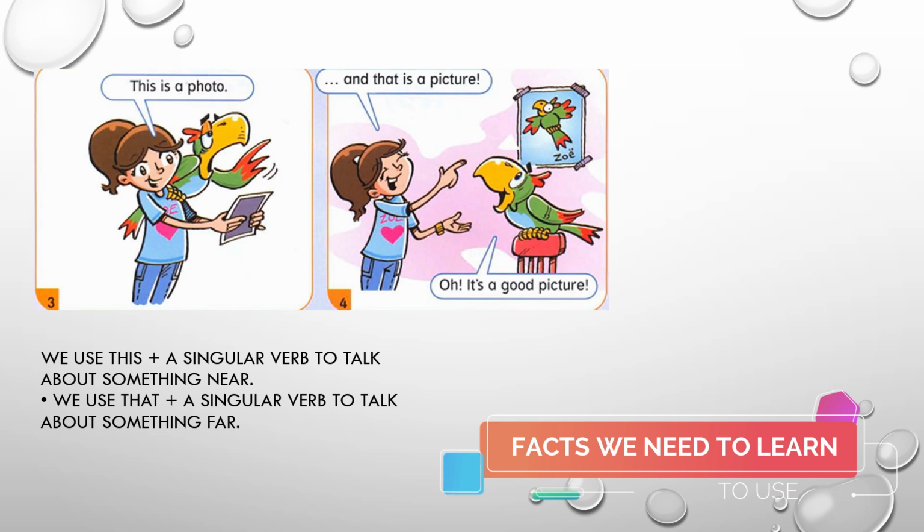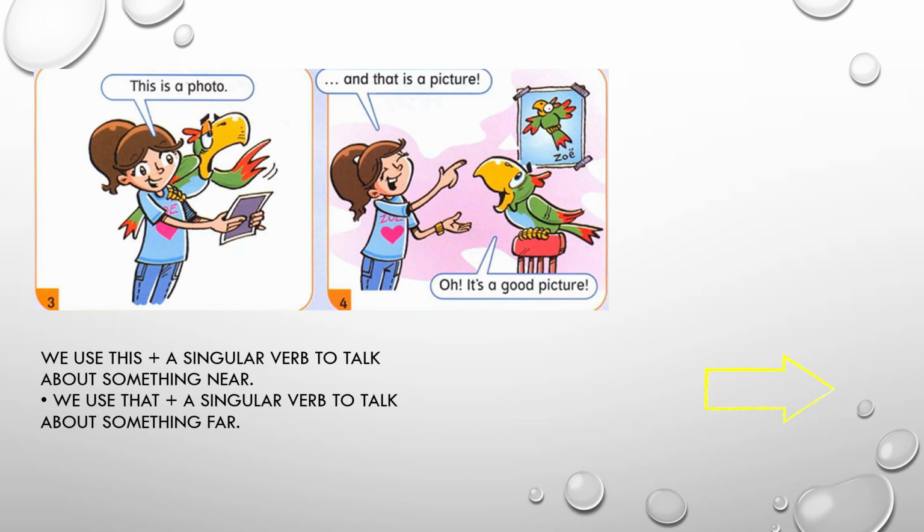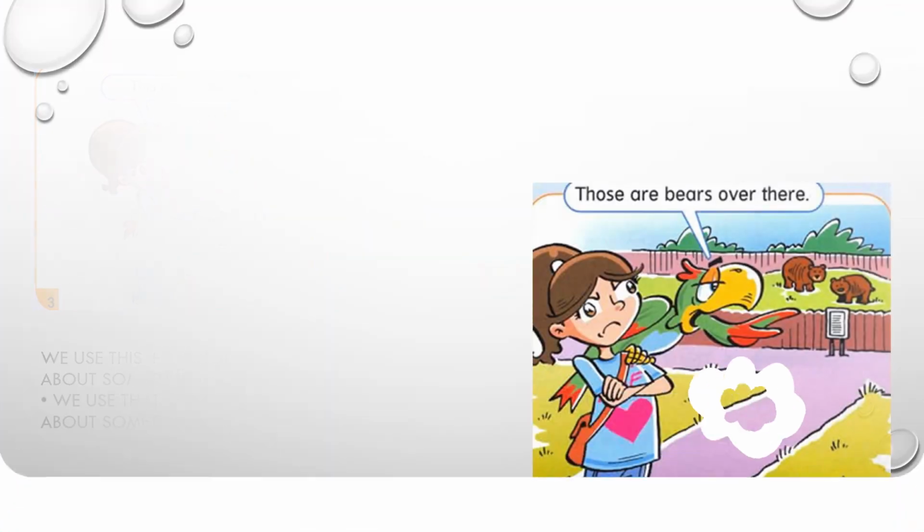We use this plus a singular verb to talk about something near, like for example, this is a photo. Or we use that plus a singular verb to talk about something far, and that's a picture, like the second example.